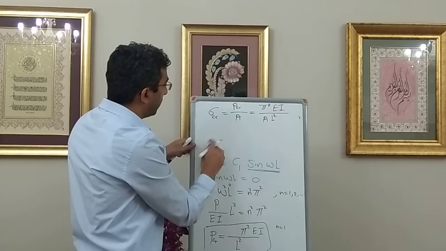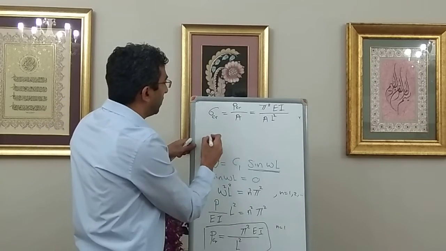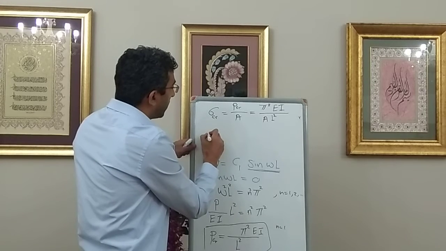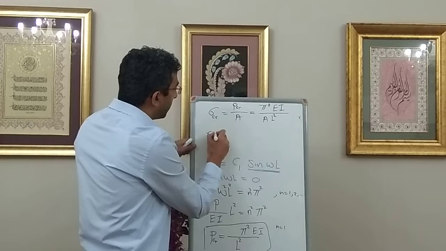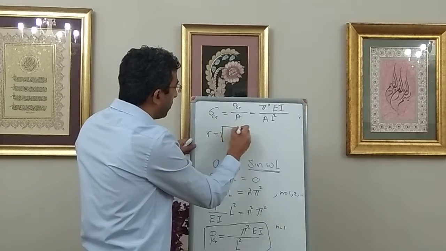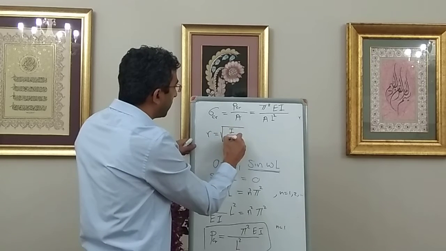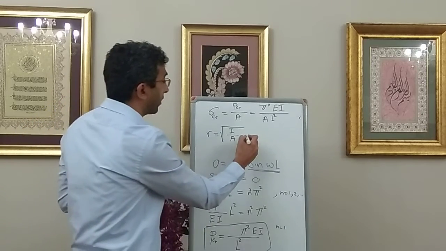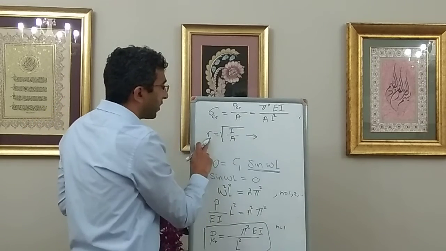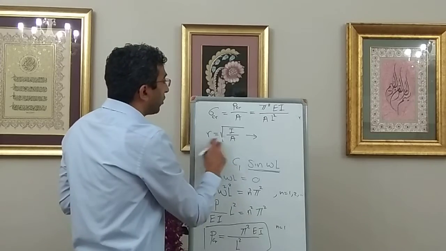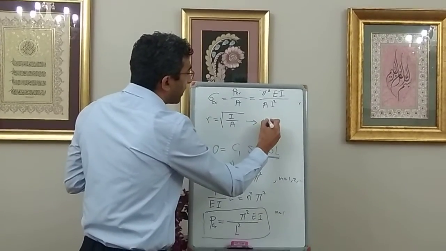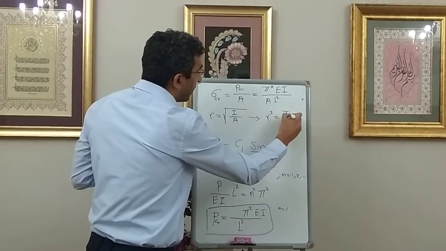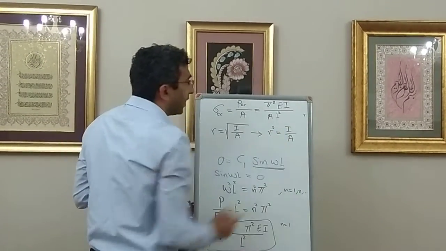Now, from mechanics of materials, mechanical engineers know that we have what we call the radius of gyration. R is equal to the square root of the moment of inertia divided by the cross-sectional area. We call this the radius of gyration. So if you take the square of both sides, R squared is equal to I divided by A.